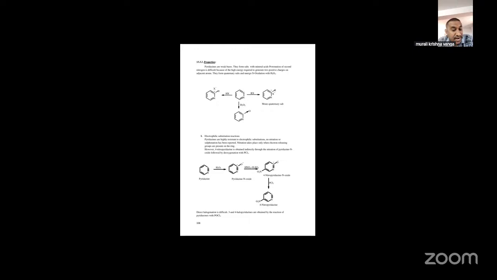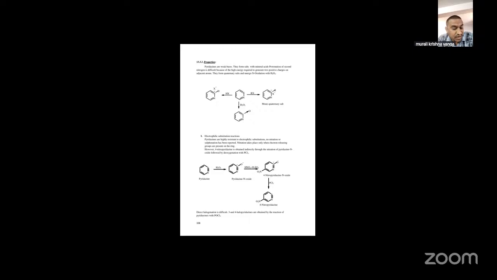And pyridazine reacting with peracids and alkyl halides, N-oxide formation takes place. Electrophilic substitution reactions: pyridazines are highly resistant to electrophilic substitution reactions. No nitration, no sulfonation has been reported. Nitration takes place only when electron-releasing groups are present on the ring.